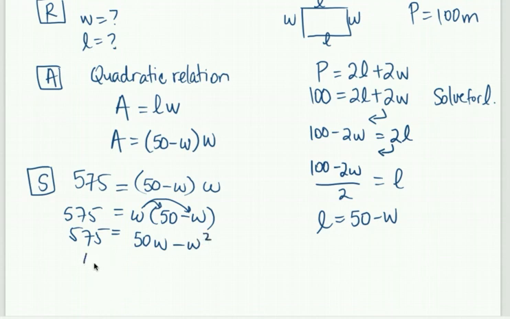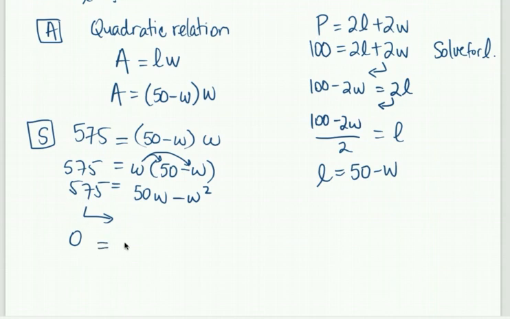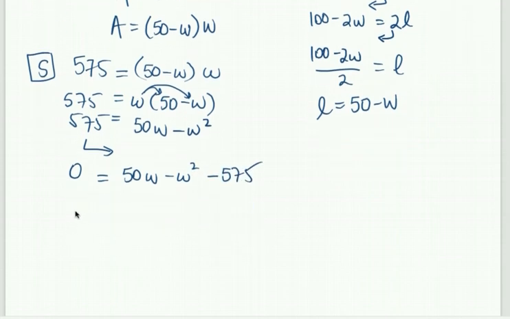Okay, and now let's get everything on the same side. So I'm going to move that over so you get a 0 left behind, and you'll get this minus 575. Okay, so we have a quadratic here. It's not in the right order, so I'm going to put the W squared first. So it's negative W squared. Then I'll write this one next, that's positive 50W. And then I have 575 here.